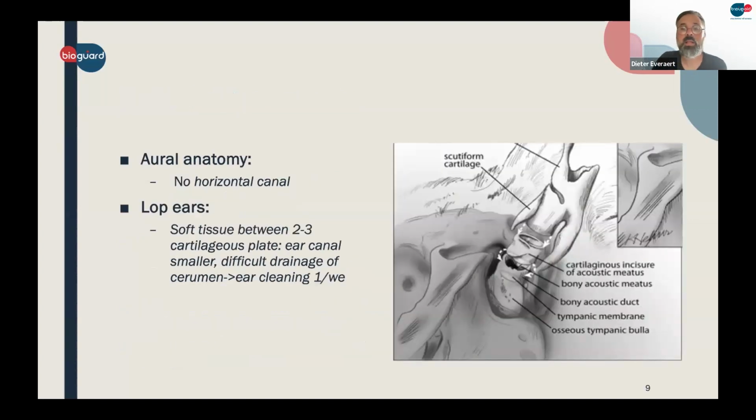So here you see a schematic drawing of the cartilages of the ear.